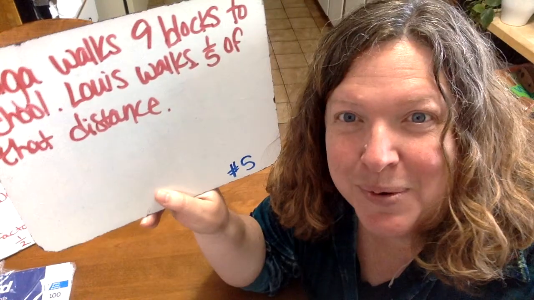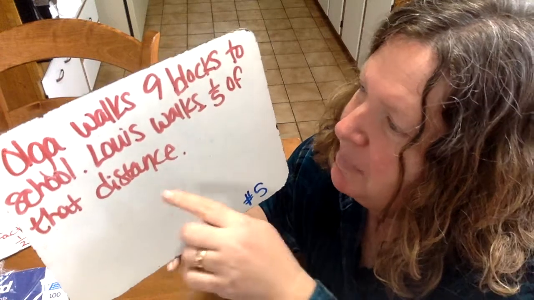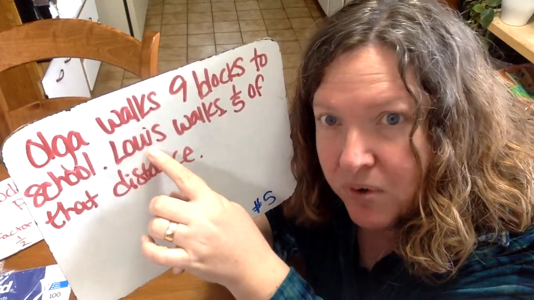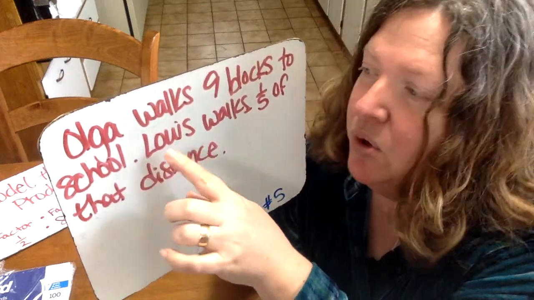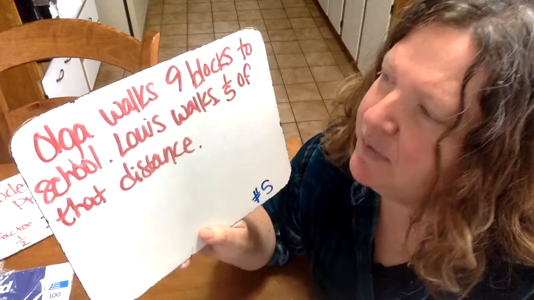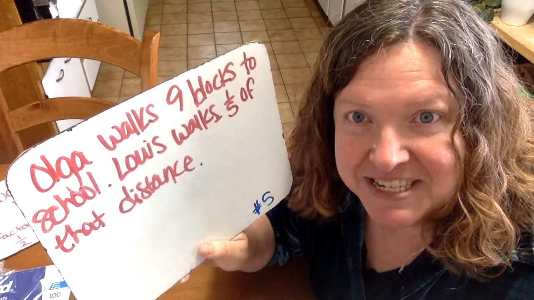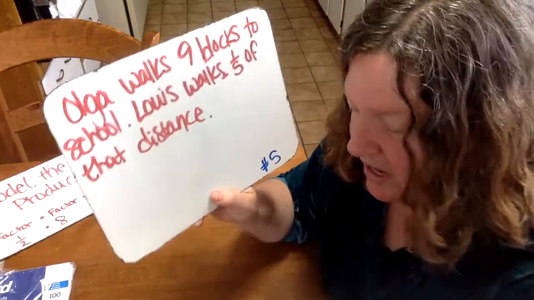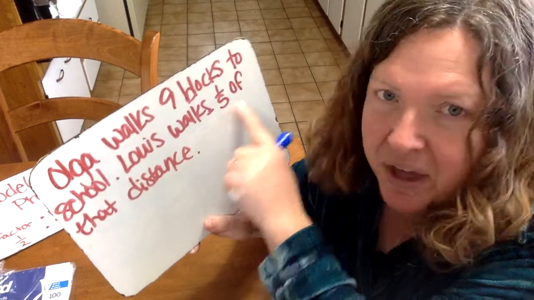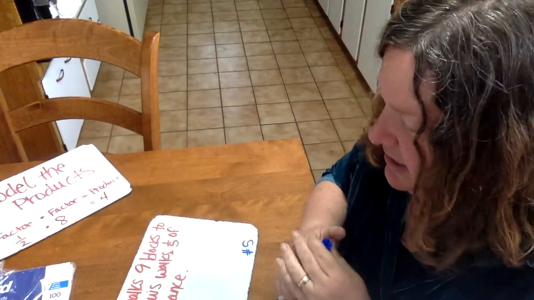All right, let's go on to number 5. Number 5 says Olga walks 9 blocks to school. This name can either be Louis or it could be Louis. So we don't know how to pronounce it necessarily. So we're just going to say Louis, but it might be Louis. So Louis walks 1/5 of that distance. So let's start thinking about what number sentence we could write. She walks 9 blocks. Louis walks 1/5 of that distance.